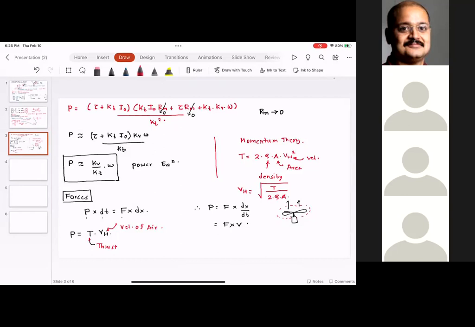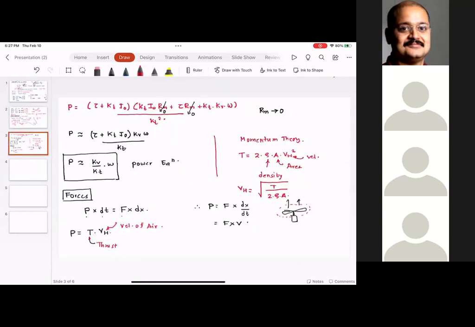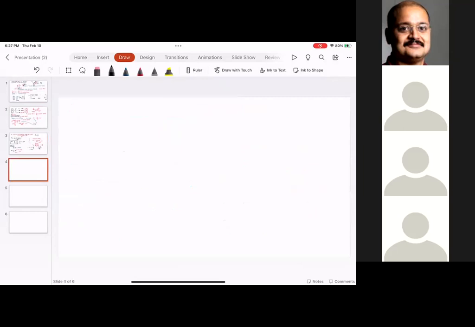So now we want to equate these two equations. We have an equation for power: T multiplied by Vh, and we substitute this equation. We also have the simple power equation. So look at equation 1, equation 2, and equation 3. We are going to equate equations 1, 2, and 3 and derive something like this.